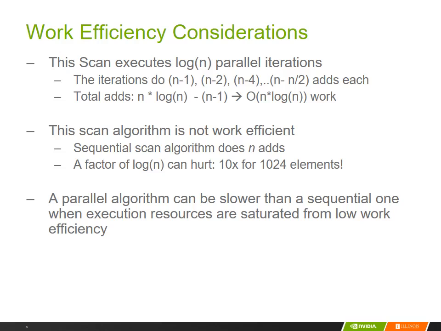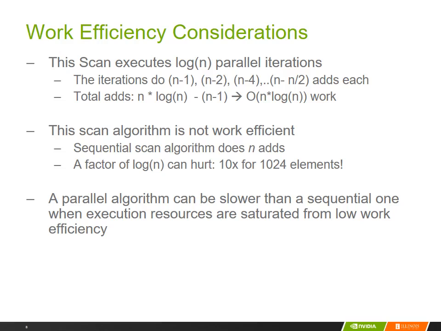It turns out that this scan algorithm is not work efficient because in the sequential algorithm, we're only doing work that is of order n. So if we have n elements, we will be doing n additions. So on the surface, we only added a factor of log n. However, in practice, the factor of log n can actually hurt. If we have 1,024 elements, the log n is going to be 10. So we actually blow up the amount of work by 10 times.